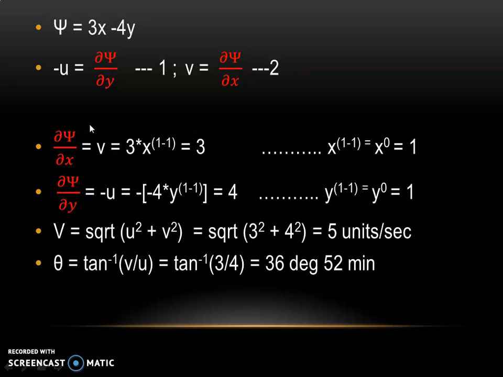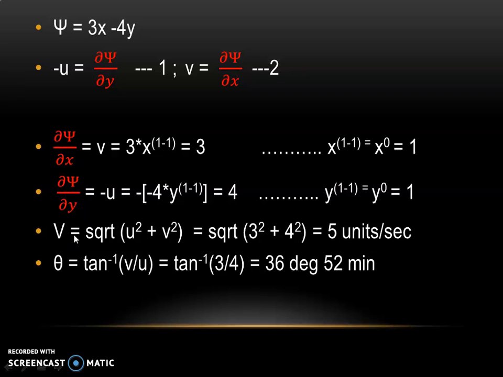Similarly, dou psi by dou y is equal to minus u, which will be equal to differentiation of psi with respect to y. So 3x will be equal to 0. So it is minus 4 into 1 into y raised to 1 minus 1, because it is n y raised to n minus 1. So we get it as equal to 4, because y raised to 1 minus 1 is equal to y raised to 0, which will be equal to 1. Now we have got the values of u and v.